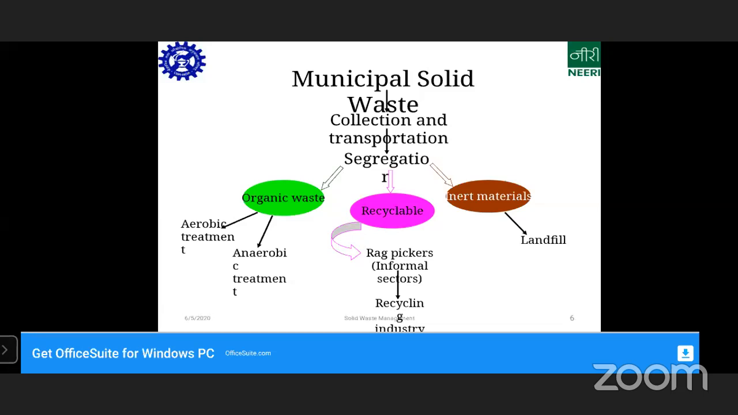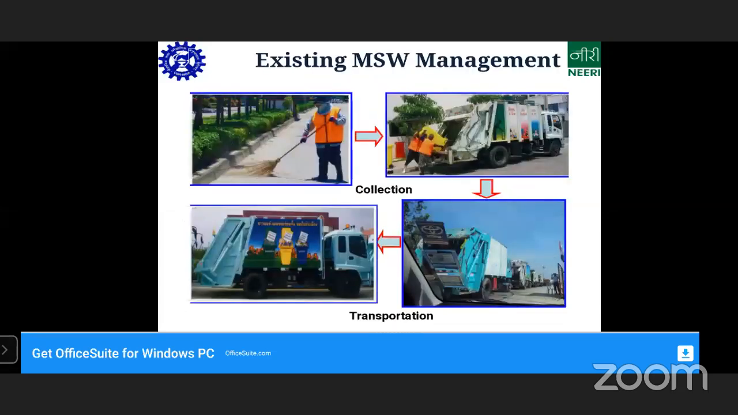These are taken to the landfill, where they are hand-picked by the rag pickers, and then taken to the recycling industry, or they sell it to the wholesalers, and the wholesalers take it to the industry. Then there are some inert materials which cannot be dealt with and have no use, so those kinds of materials go to the landfill. This is a simple photograph of what happens today.